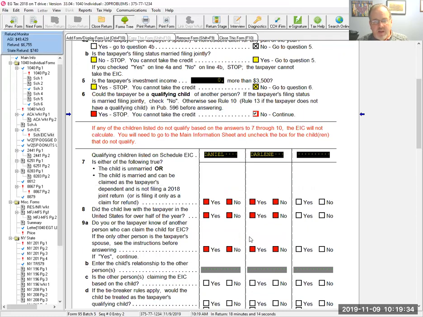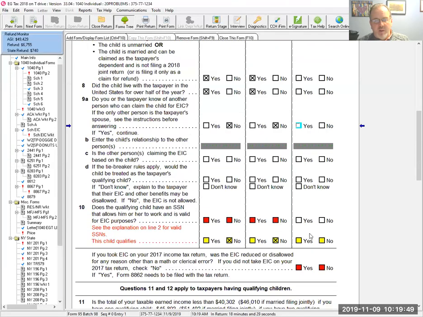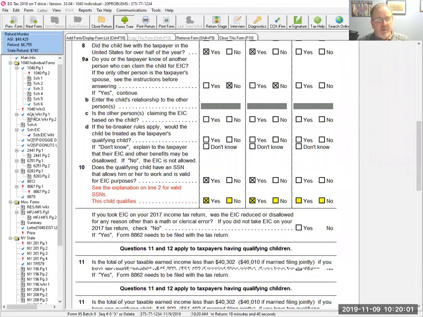No. And then down below here, we have to make sure that Daniel and Darlene are unmarried. They lived with the taxpayer for more than half the year, and that there is nobody else that's going to be able to claim them. Okay. And then down here below, it says, does the qualifying child have a social security number? Yes, they both did. Remember, we said from our bullet point that no EIC was disallowed or reduced in the previous year. Okay, so that cleans up our due diligence there.